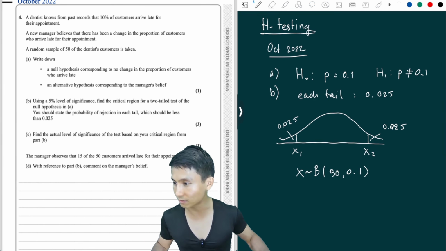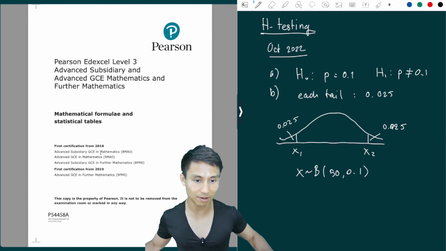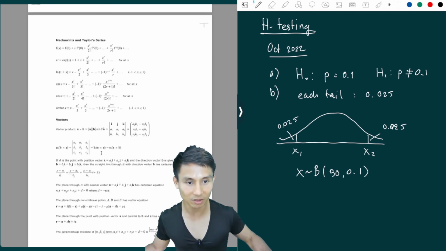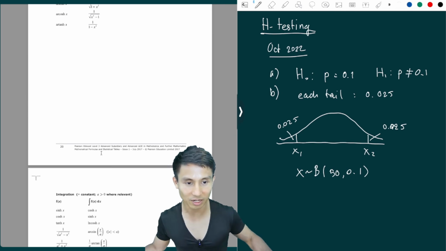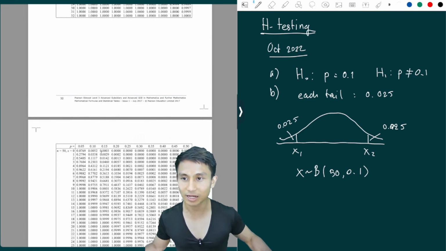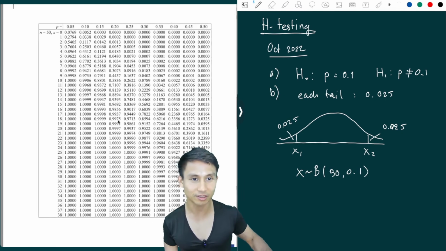Okay, let's have a look at the formula sheet I have here. So this is the Pearson Edexcel Level 3 formula booklet for all the math modules, and then we're going to look at the binomial table, which is here. We are lucky that n is just 50. That's the maximum n we can get. So we're going to focus on this.